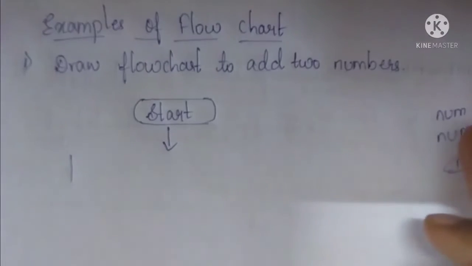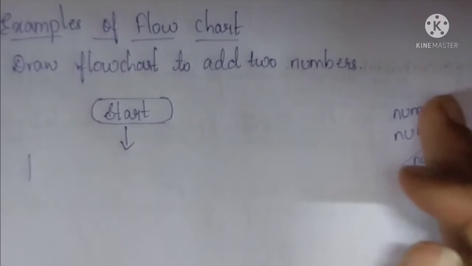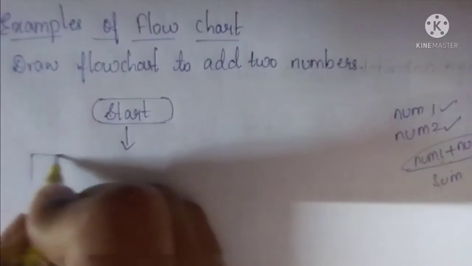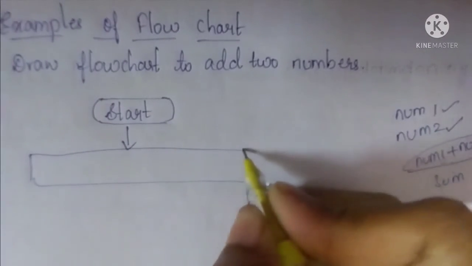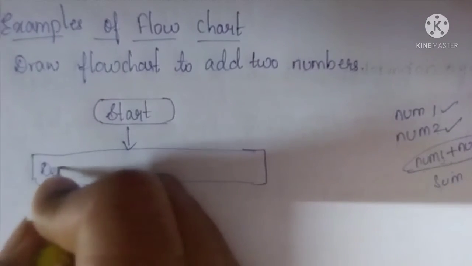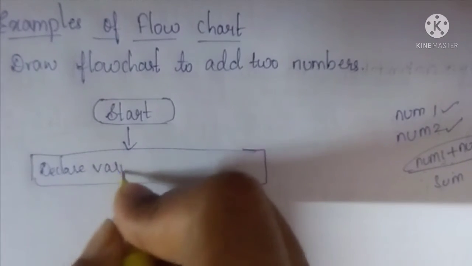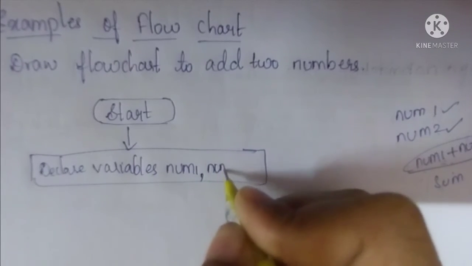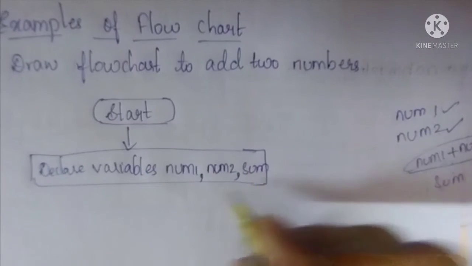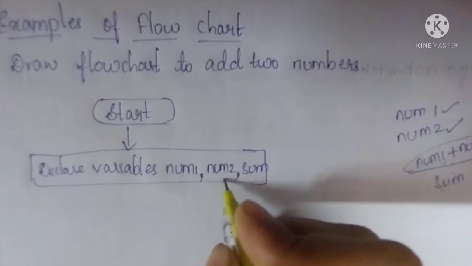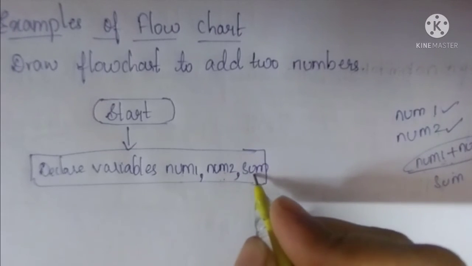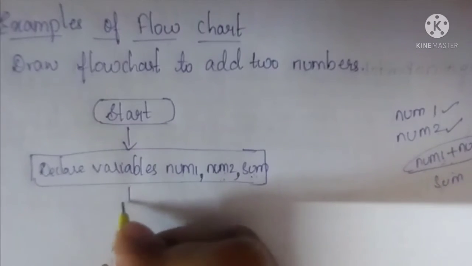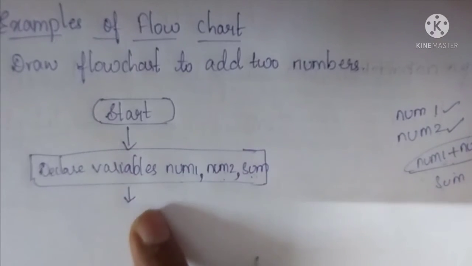Next, to add these two numbers, num1 and num2, first I have to declare those variables. That declaration I will write here in this box. Declare variables num1, num2 and also sum. Why? Because after addition of number 1 and number 2, that value should be stored in sum. So we have to declare this variable also. Next, we use the same flow line to connect to another symbol.